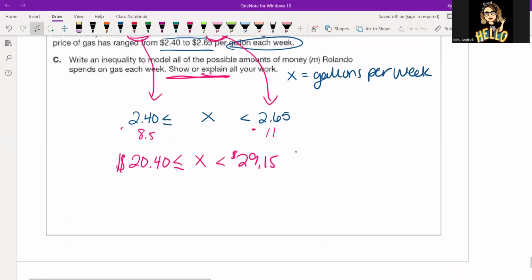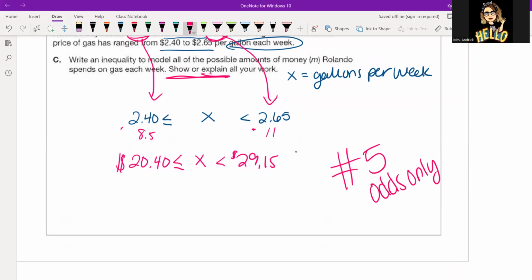Your homework is to work on number 5, odds only. So do that now. That's just all compound inequalities. Okay. So if you need help, just send me a message, but otherwise, there you go.